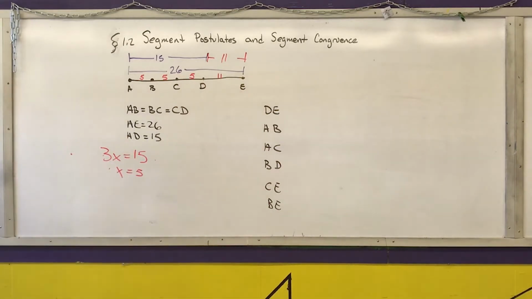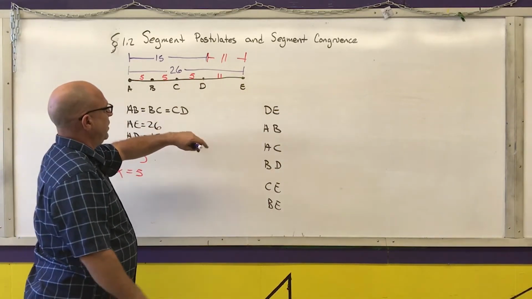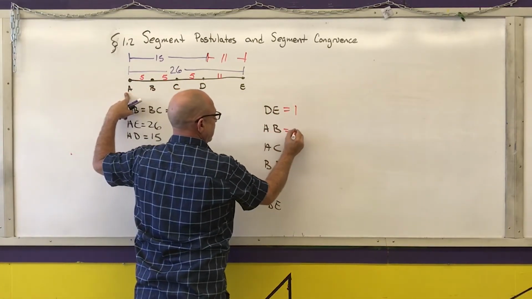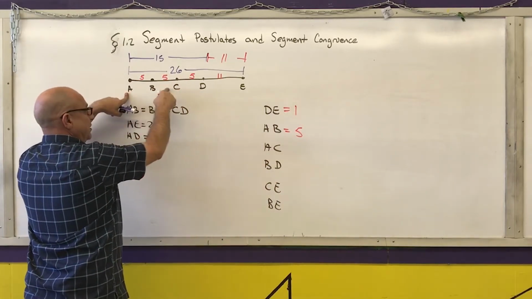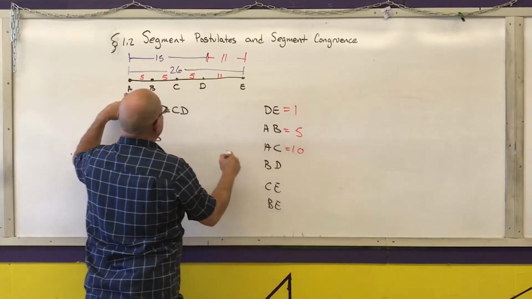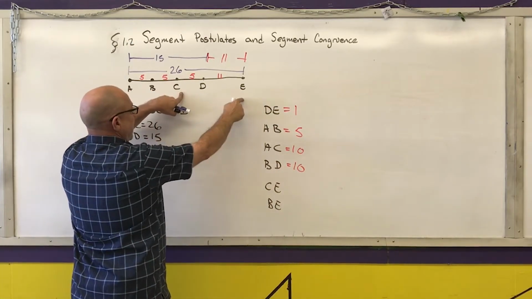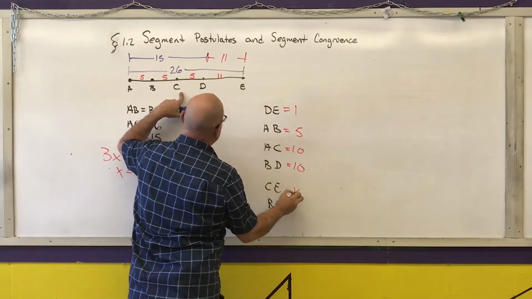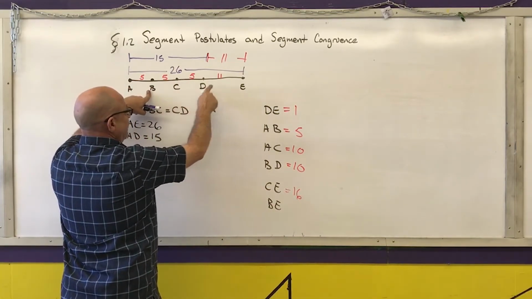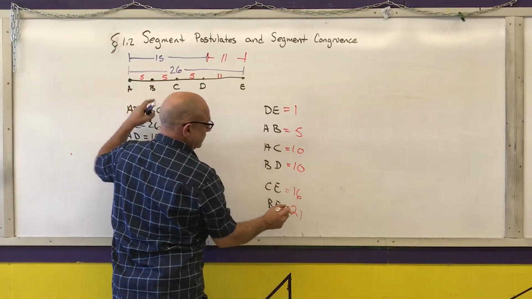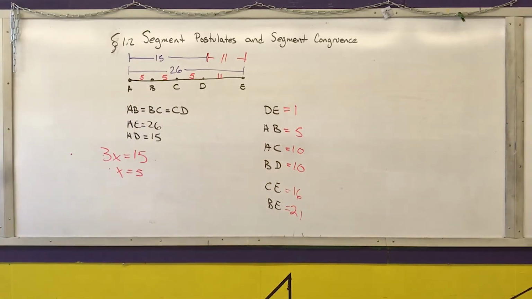From this, I can now answer the question. How far is DE? It's 11. How far is AB? 5. AC, 5 plus 5 is 10. BD, 5 plus 5 is 10. CE, 5 plus 11 is 16. And BE, 5 plus 5 plus 11 is 10 plus 11, which is 21. So that is how you would use the segment addition postulate.